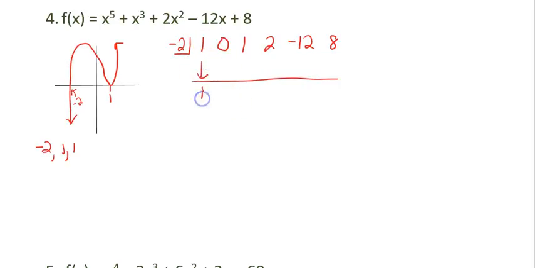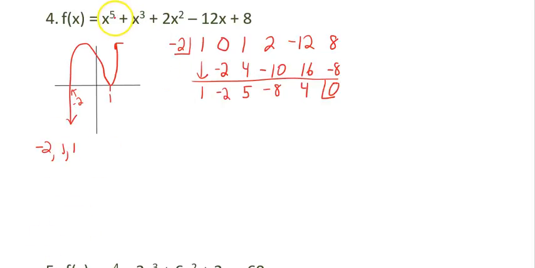So I'm going to bring down my 1, multiply and get negative 2, add and get negative 2, multiply and get 4, add and get 5, multiply and get negative 10, add and get negative 8, multiply and get 16, add and get 4, multiply and get negative 8, add and get 0, which means that it was a 0. We knew that already. We should have gotten a 0 here, and that's one of the zeros.